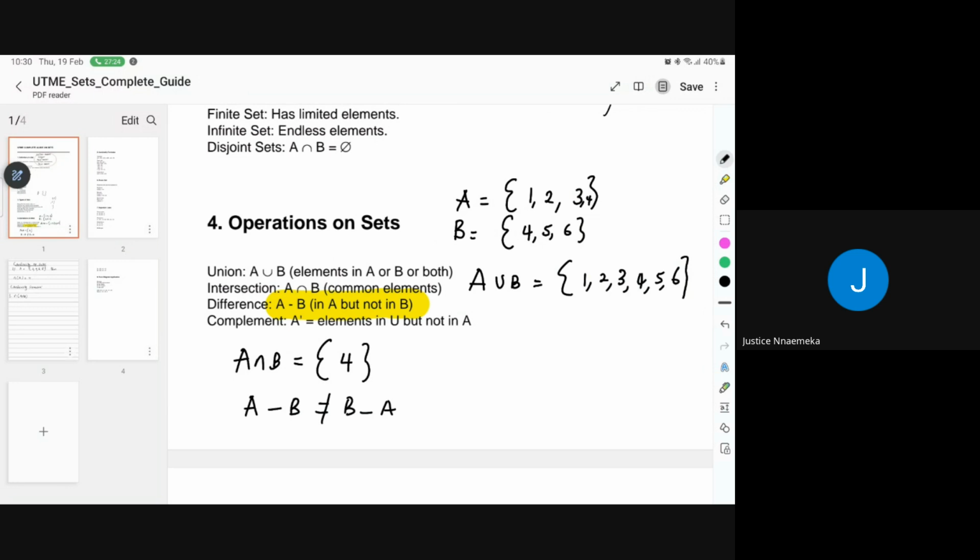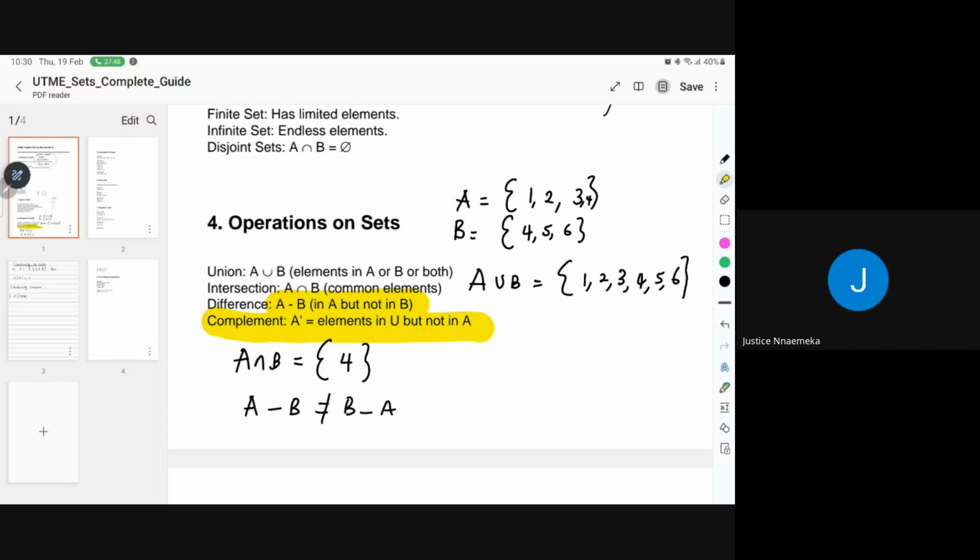Now I've also explained the complement of a set already, what the complement of a set is all about. So sometimes you can have questions asking you about the union of the sets, the complement of the sets, the intersection of the sets, and the difference between two sets. So that said, let me now proceed to the cardinality of our set.